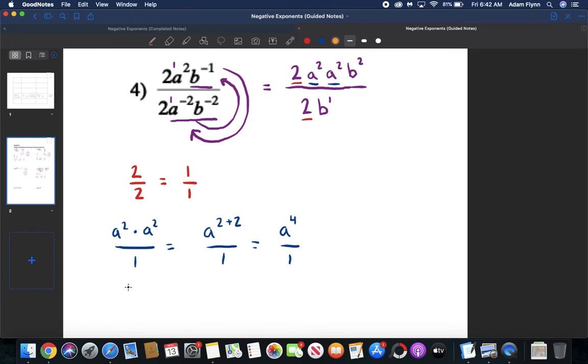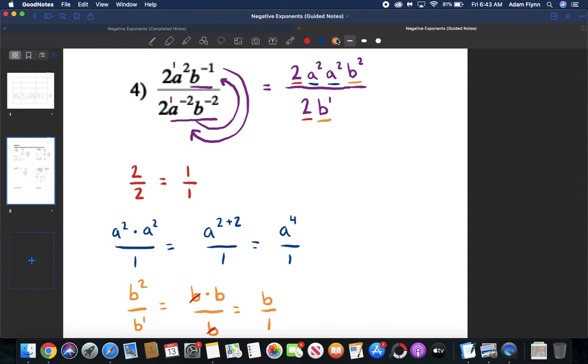So for my b's, I've got b to the second power upstairs. Let me underline these, so I've got them all underlined. B to the second power over b, which is the same thing as b to the first power. So I'll go ahead and expand this. So for my top, I have b times b. And down below, I just have a b, 1b. I can cancel out a b from the top and bottom. And when I do that, I'm left with b over, everything canceled down below, so I'm going to put a placeholder of 1.